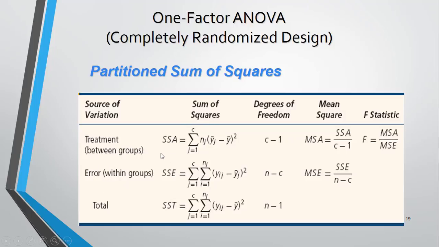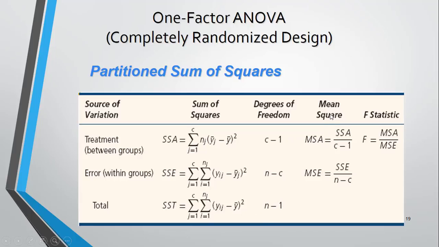Then the sum of squares: you have SSA, that's between groups or treatment, SSE, that's error, and SST, that's total. The degrees of freedom for each: since we have C groups in total, 1 through C, the degrees of freedom for SSA is C minus 1. For SSE it is N minus C, where N is the sample size and C is the number of treatments, and for SST it is N minus 1.